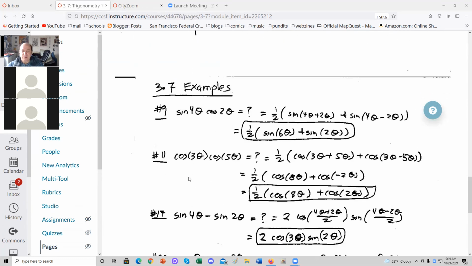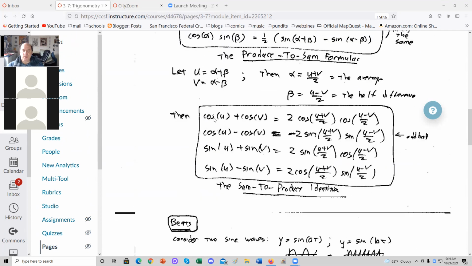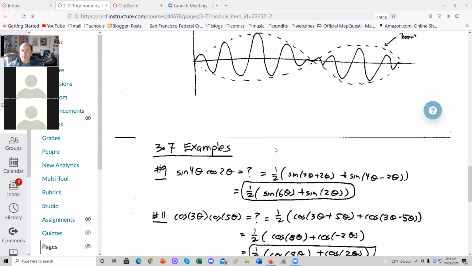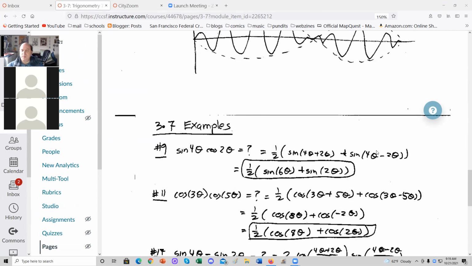All right, let's see some examples. Sine of 4 theta, cosine 4 theta. This is a product. I use the product to sum formula. Sine times cosine is half of sine sum plus sine difference. Sine of 4 theta plus 2 theta plus sine of 4 theta minus 2 theta. So you get half of sine 6 theta plus sine 2 theta. Please keep the parentheses because the half attaches to this as well.